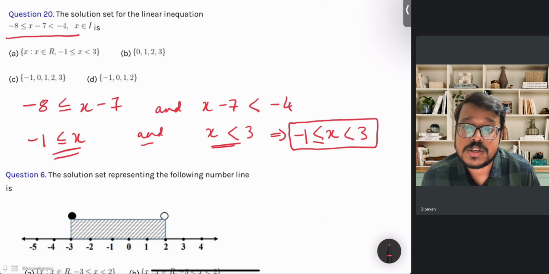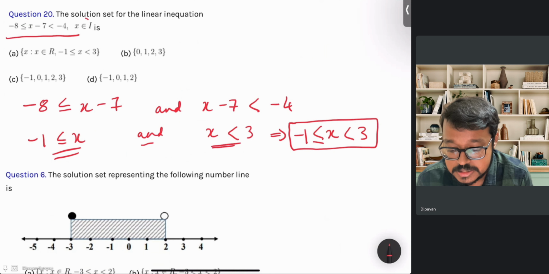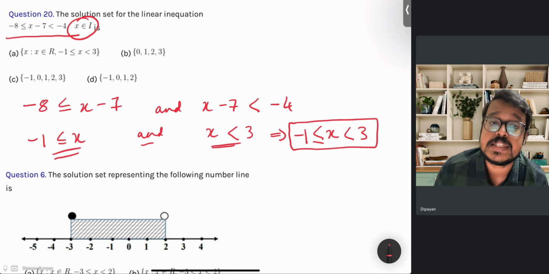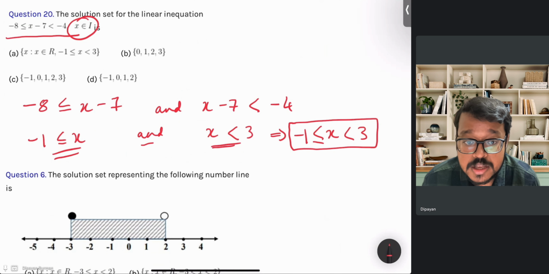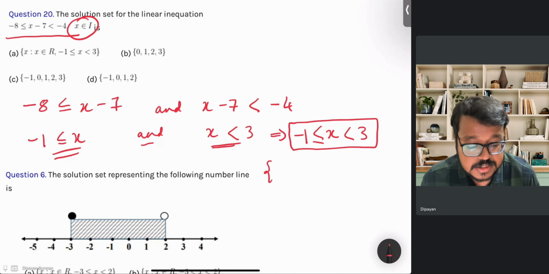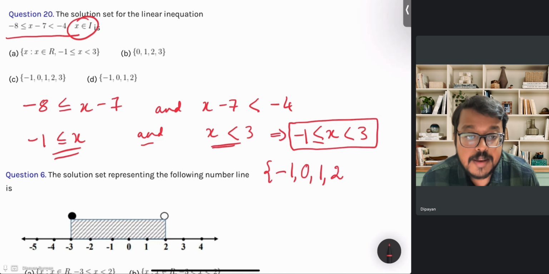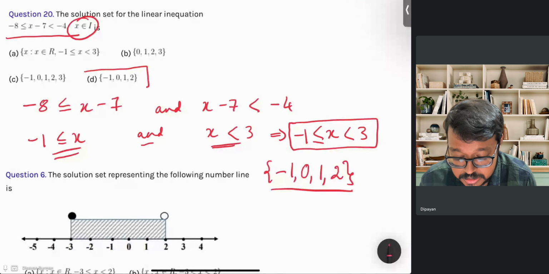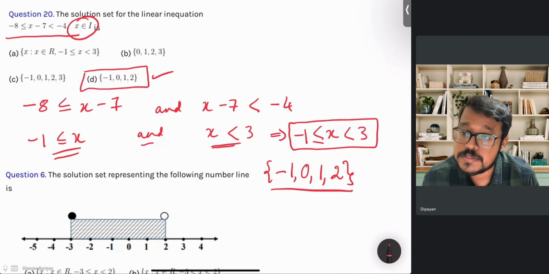Next important thing is, what is the replacement set? That is this, x belongs to I. x belongs to the set of integers. Capital I or capital Z denotes integers. So when we have integers, the solution set will be a set of integers. Now x, the smallest value can be minus 1 including minus 1. So minus 1, it can be 0, it can be 1, it can be 2. But it cannot be 3 because x is less than 3. It is not equal to 3. So this is my solution set, which is option number D. So option D is correct.